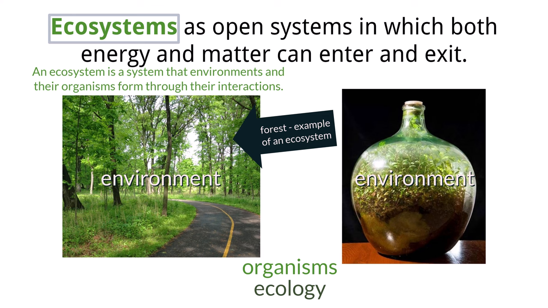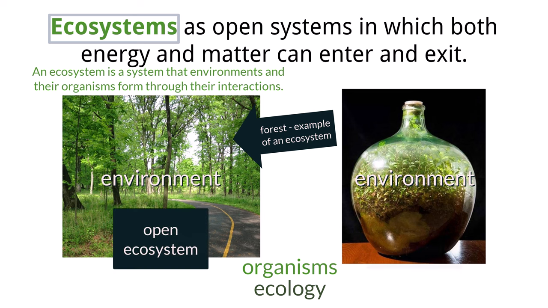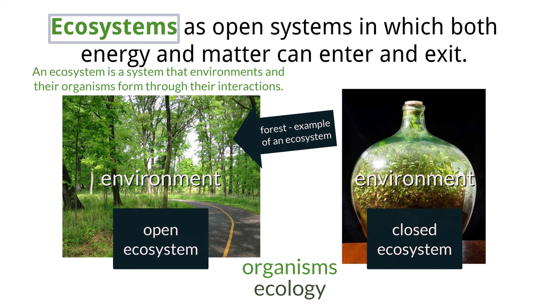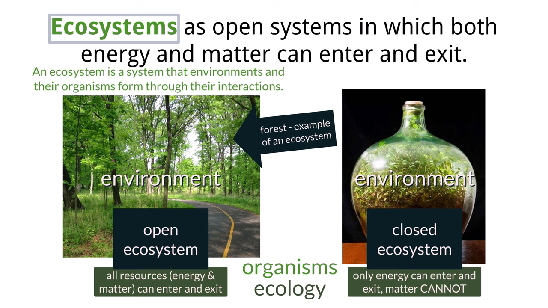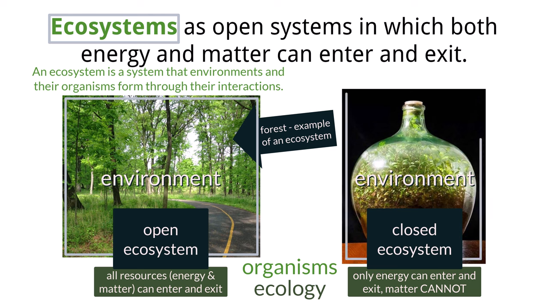But there are two main categories of ecosystems that you need to know about before we move forward, which are termed open and closed. An open ecosystem describes a system where all resources can enter and exit, including energy and matter. And a closed ecosystem restricts the movement of matter, but does not restrict the movement of energy. So we could define the forest near your neighborhood as an open ecosystem, because energy and matter are free to move as organisms and abiotic factors move. And the sealed mesocosm you have in your biology classroom as a closed ecosystem, because no matter can move in or out, but energy via sunlight and heat can.